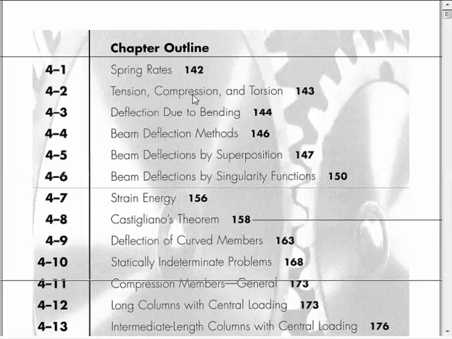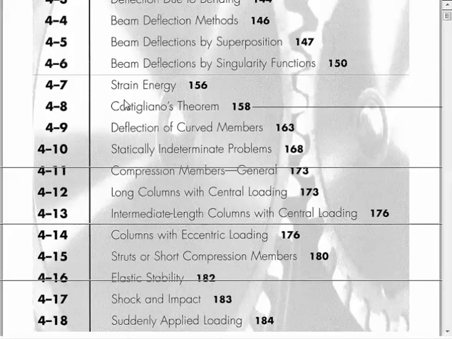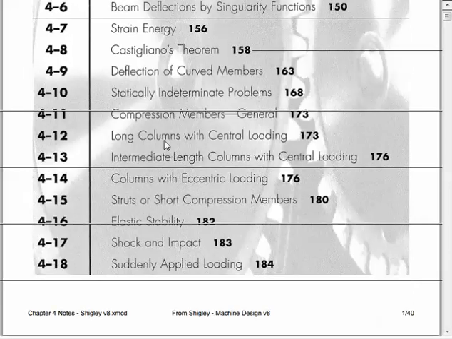That is fair game. I won't have anything directly on spring rates on the test. Deflections due to bending, we will definitely have that involving both superposition and singularity. Strain energy, which introduces Castigliano, and Castigliano of curved members, and Castigliano indeterminate. We will have all of that. Compression members, we talked about Euler buckling and Johnson buckling, so that will definitely be fair game for the test.